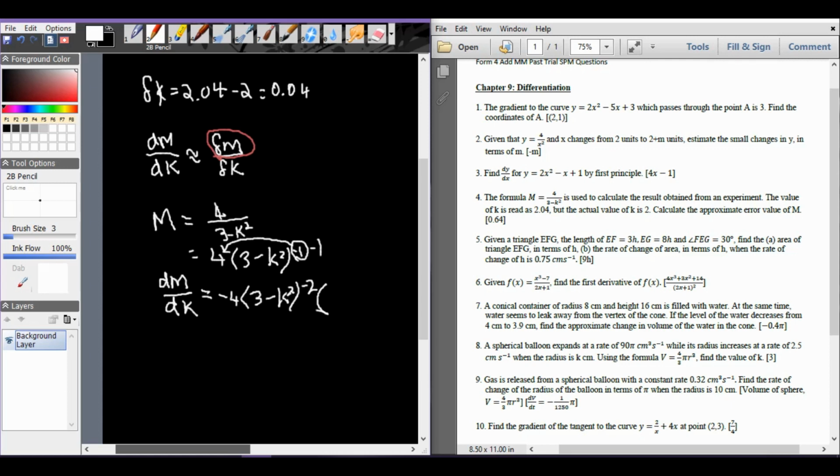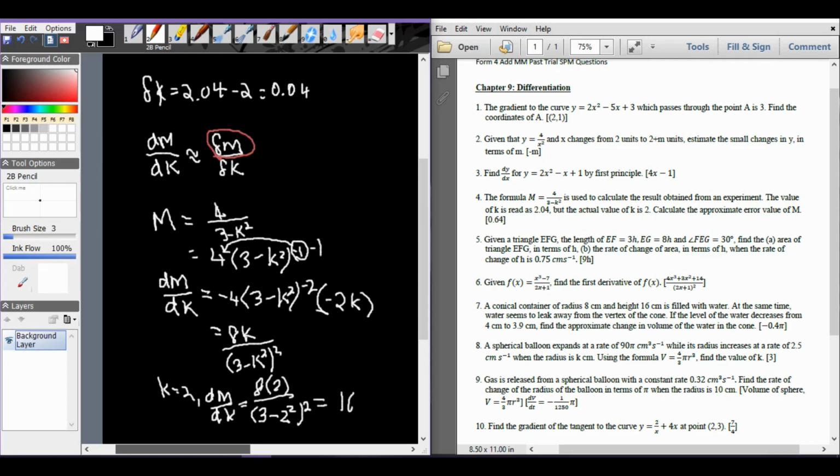Then we differentiate the bracket, so differentiate the k squared in the bracket, you will have negative 2k. Negative 4 times negative 2k is 8k. So this negative power we write as a fraction: (3 minus k squared) squared. So this is the value of dm/dk. Then what is the value of dm/dk when k equals 2? When k equals 2, dm/dk equals 8 times 2 over (3 minus 2 squared) squared. The answer will be 16.